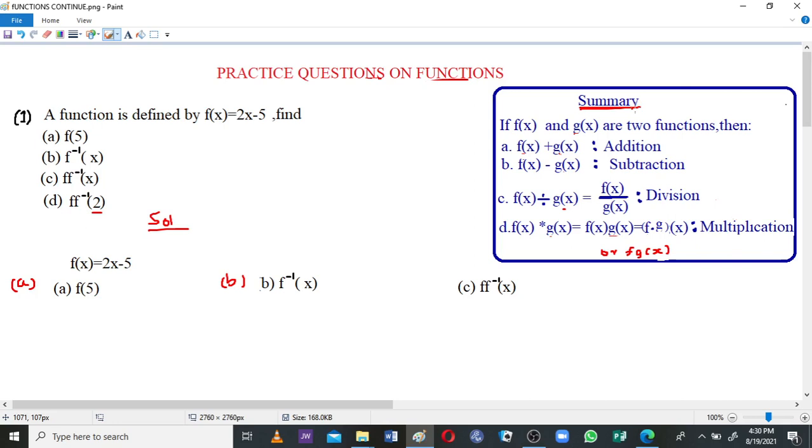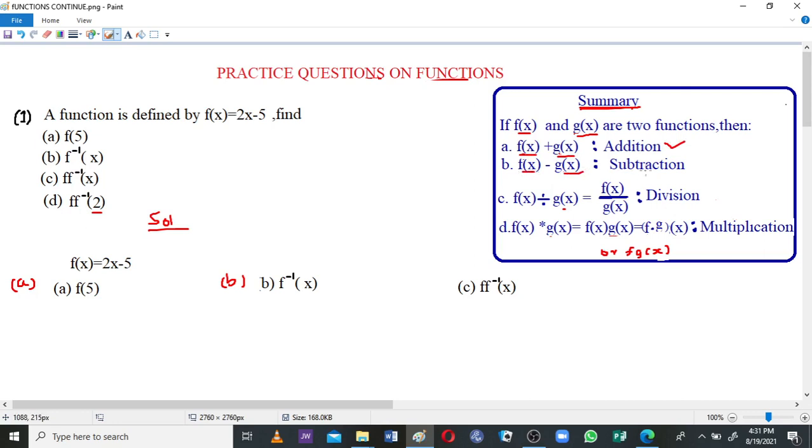Operations that can be carried out when you have two functions. So suppose we have functions f(x) and g(x). Whatever the definition can be for these functions, it doesn't matter. Even if you have those two functions, you can add them by addition. You're going to see that as we solve some questions.